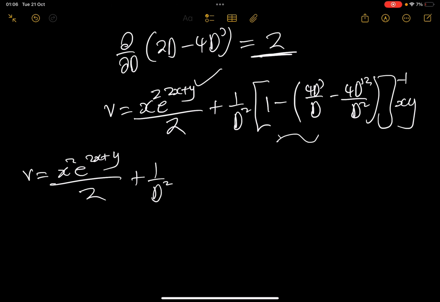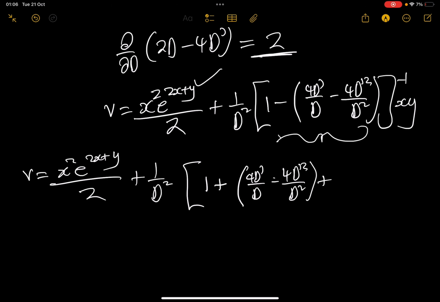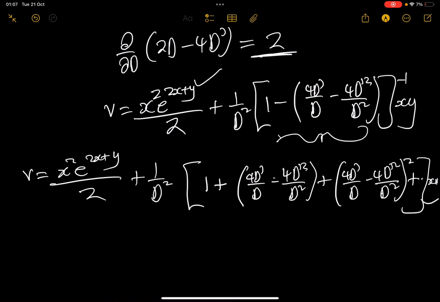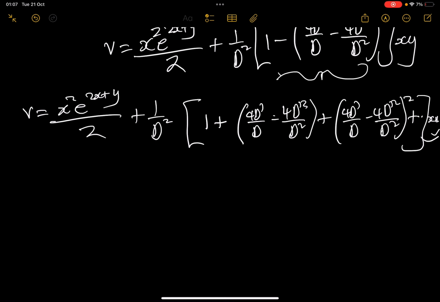If we rewrite this into the format of 1 minus x to the power minus 1 equals 1 plus x plus x squared, we're going to have, let me erase this, 1 plus your x, which is 4d prime over d minus 4d prime squared over d squared, plus x squared times 4d prime over d minus 4d prime squared over d squared, squared, plus this will continue, and we're evaluating xy. So let me just write these 3 terms.